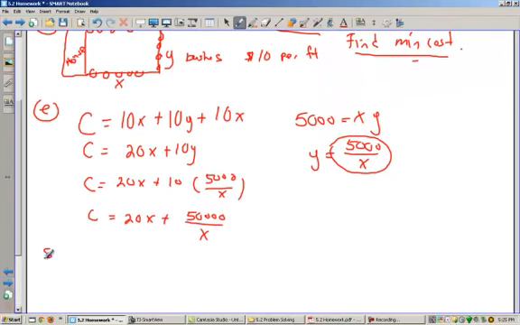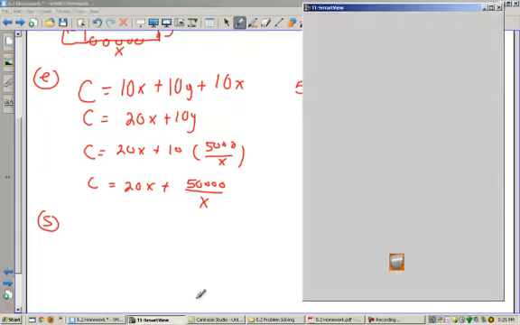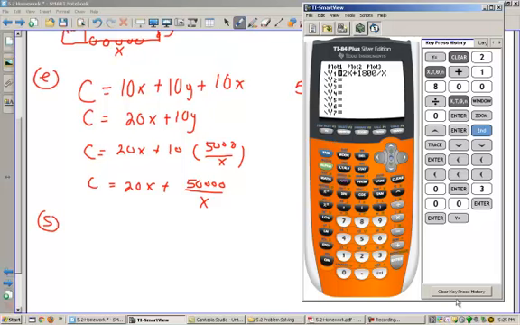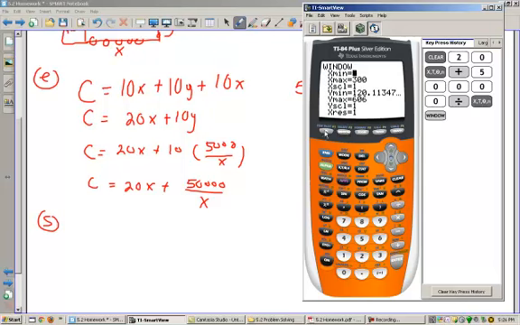Right, the way I solve it is I'm just going to graph it and look for the minimum. So it should go down and come up. So on my calculator, I hit y equals. I clear all this stuff out, and I plug in 20x plus 50,000 divided by x. I make my window. Oops, let's make sure that was 50,000. Yep, I make my window.